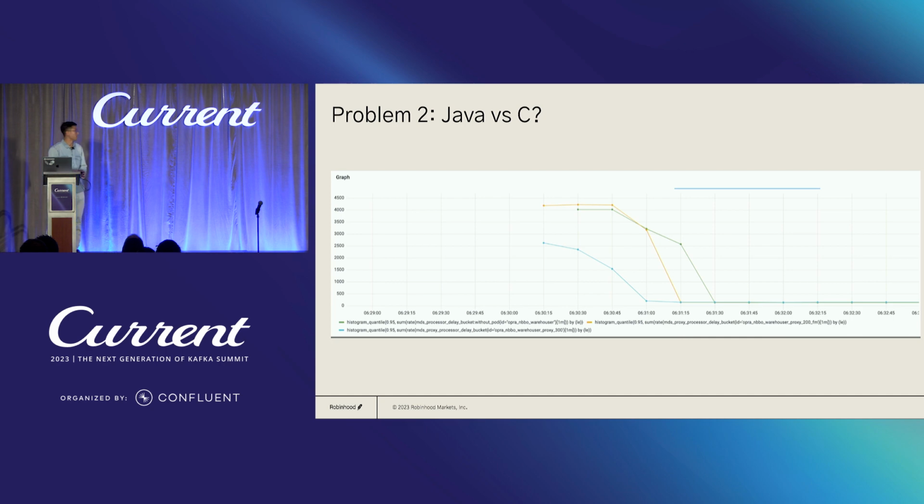Okay, sorry about that. Okay, so back to the second hurdle over here, talking about performance differences between Java and C. When we were planning out which services we wanted to migrate to Kafkaproxy first, we picked services that had the highest throughput because we needed to make sure that Kafkaproxy could meet the SLOs and SLAs for these services.